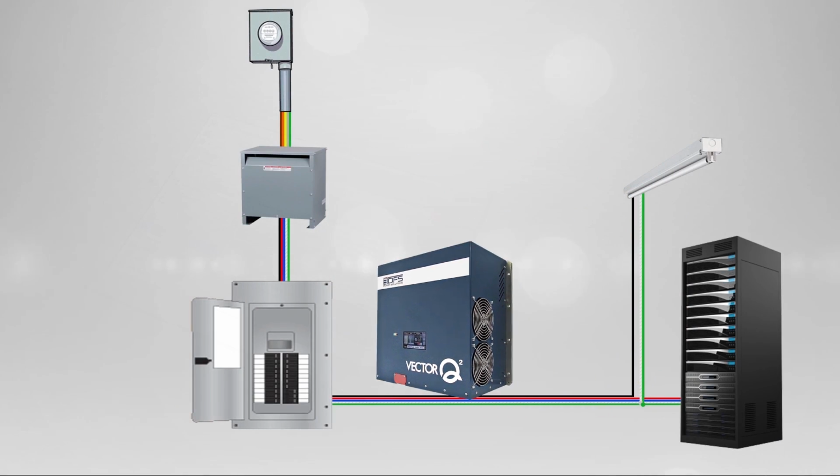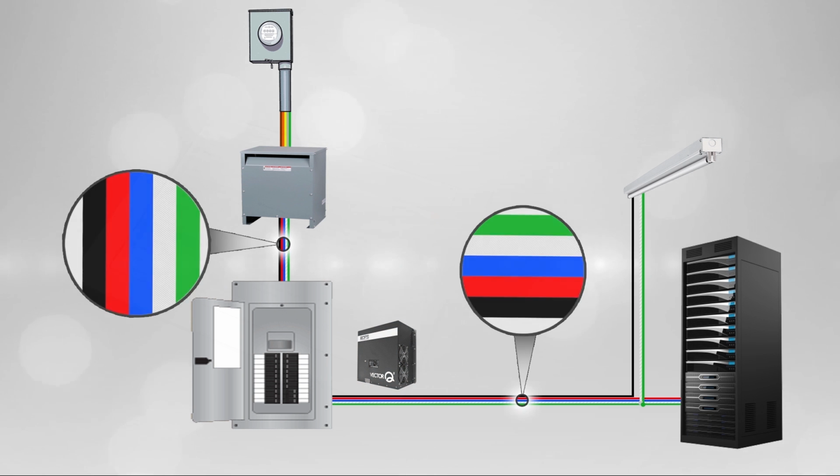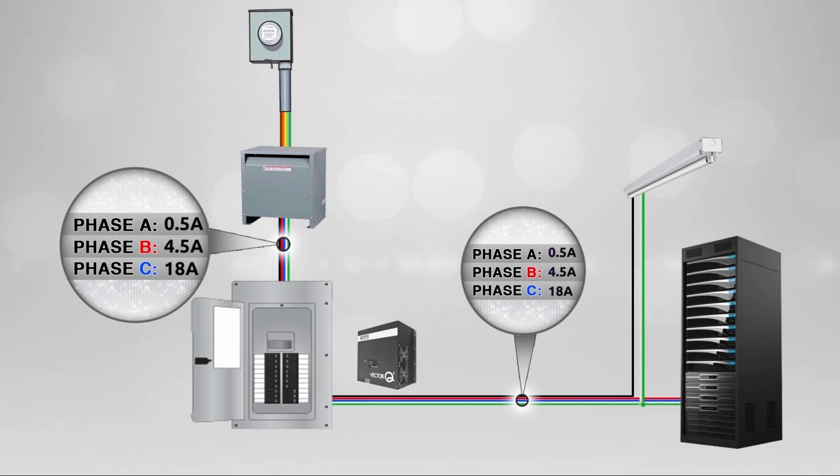The VectorQ2 is installed in parallel in the panel. Before it is turned on, please take note of the current draw before the panel and the current draw on the individual loads. The imbalance is equal throughout the system. When the VectorQ2 is turned on, two things happen. The current being drawn upstream from the panel is immediately drawn with equal balance across all phases, and there is a reduction in the current drawn on each phase at the load level.